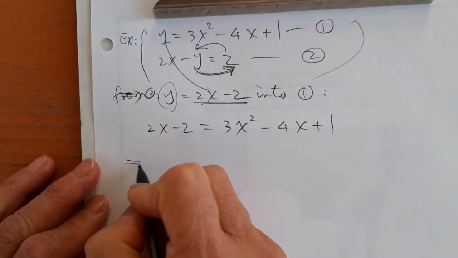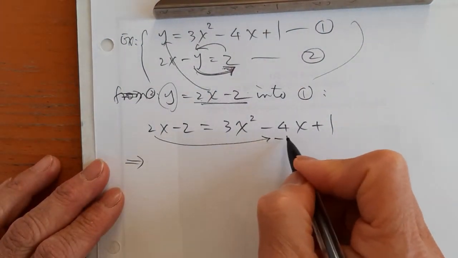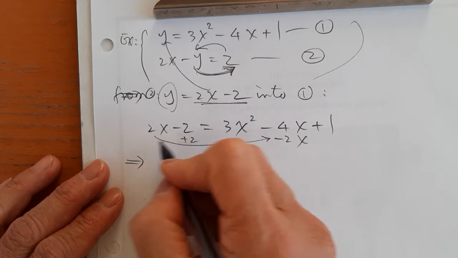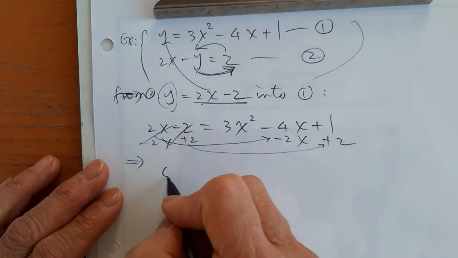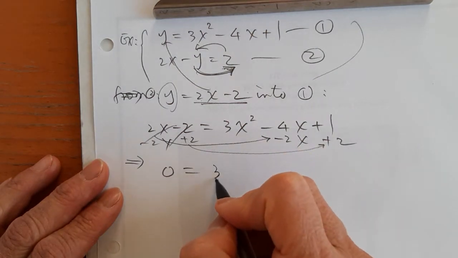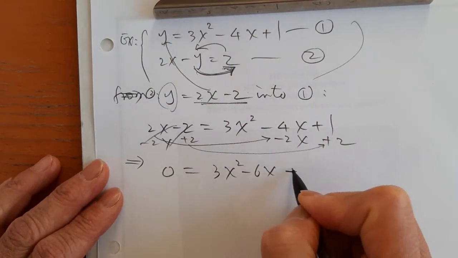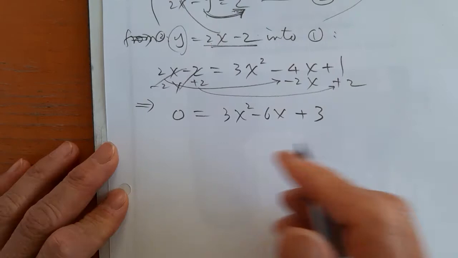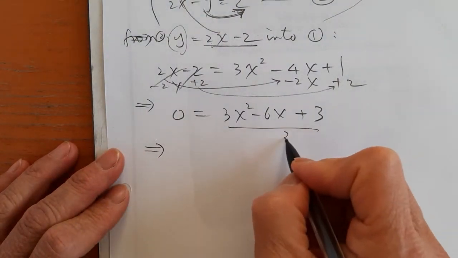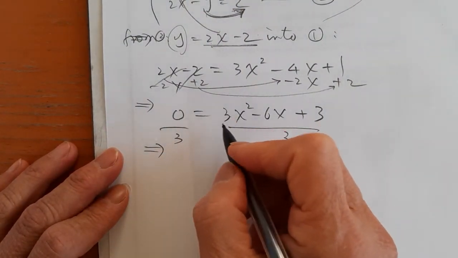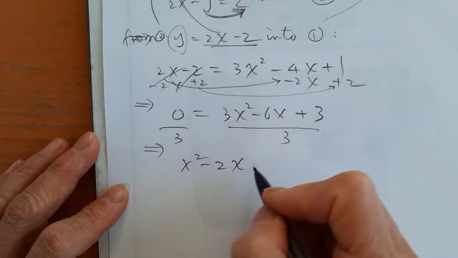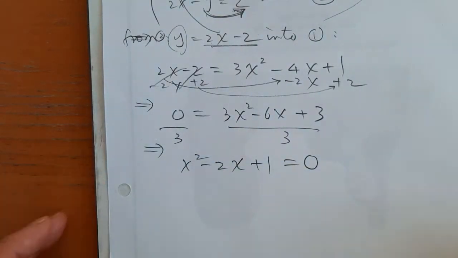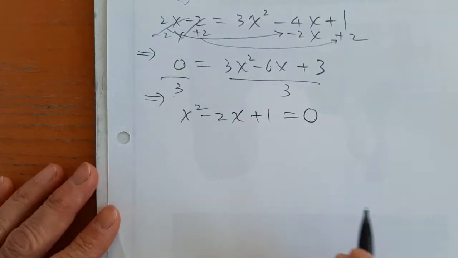And simplify it. 2x move over, minus 2x. And you add 2 to both sides. And this side is 0. And this side is 3x squared minus 6x plus 3. Then you can simplify. You can divide each term by 3. Divided by 3 is x squared. Divided by 3 is -2x. Divided by 3, plus 1 equals 0. 0 divided by 3 is 0.